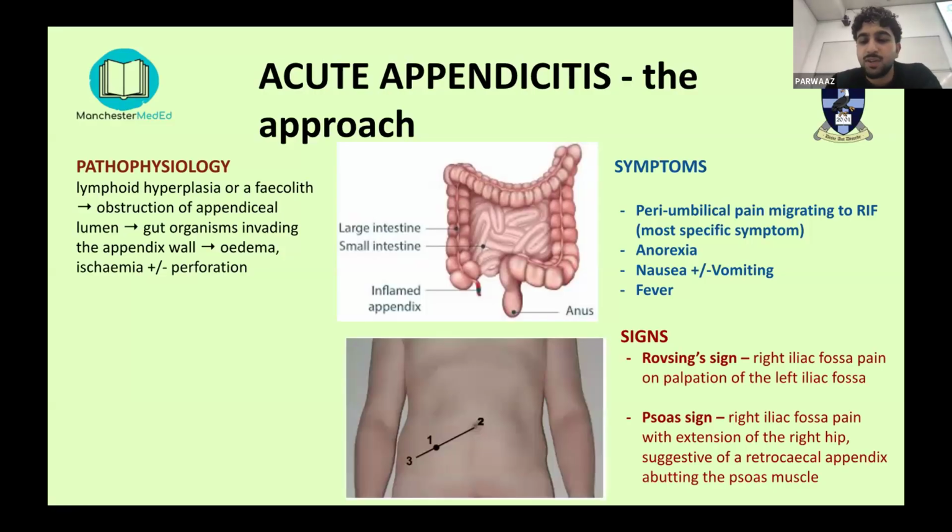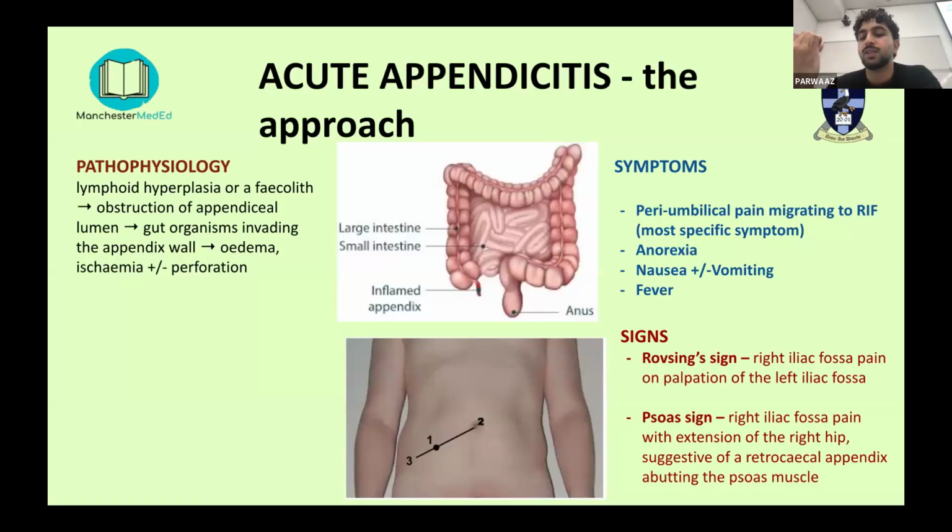The first one's Rovsing's sign. Now, I've never actually done this before, but essentially it's to do with referred pain. So if you palpate the left iliac fossa, you'll get pain in the right iliac fossa. Okay, and it's something that really you'll see in exams or potentially get asked in OSCEs, but I wouldn't worry too much about it.